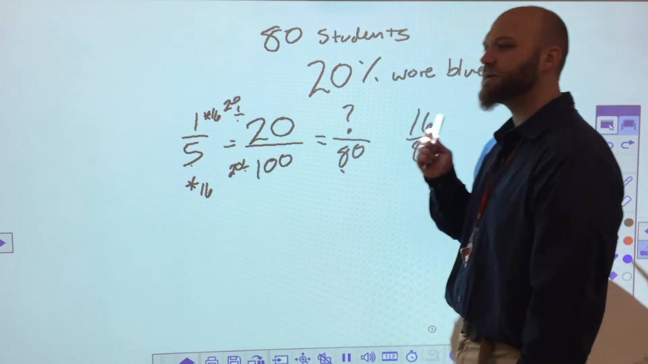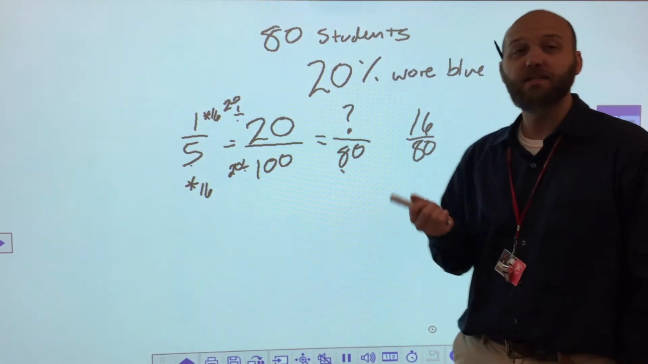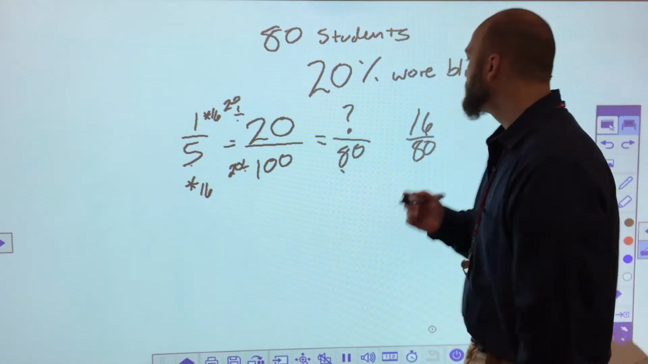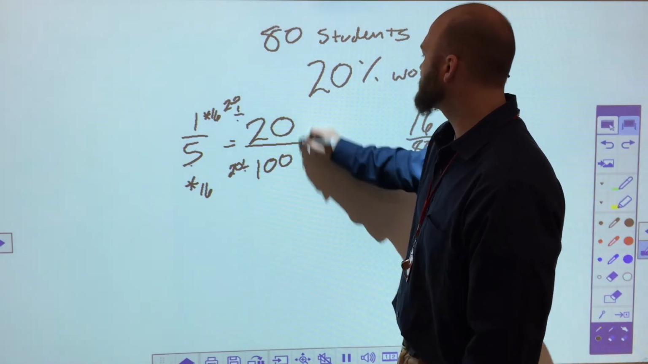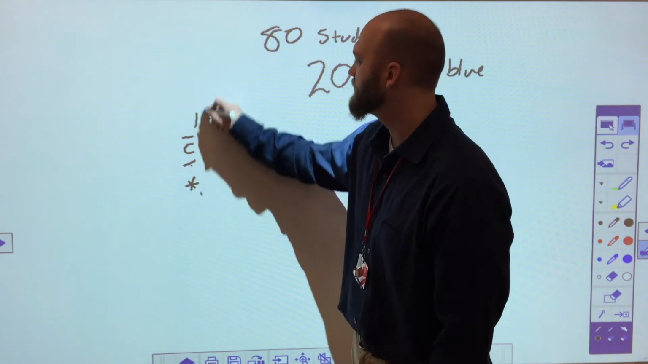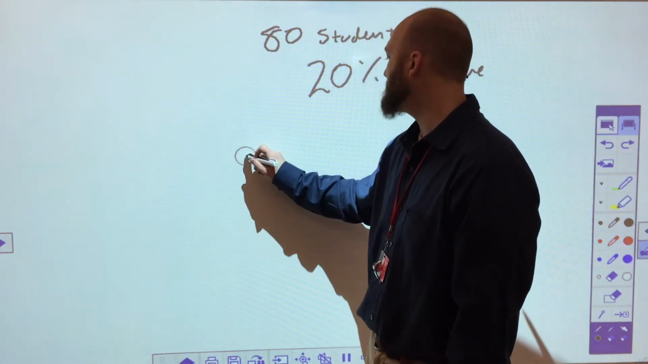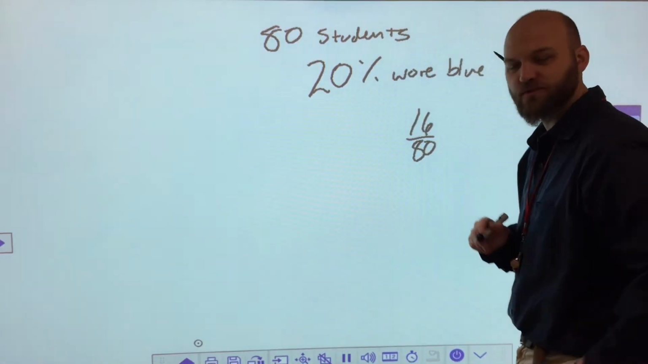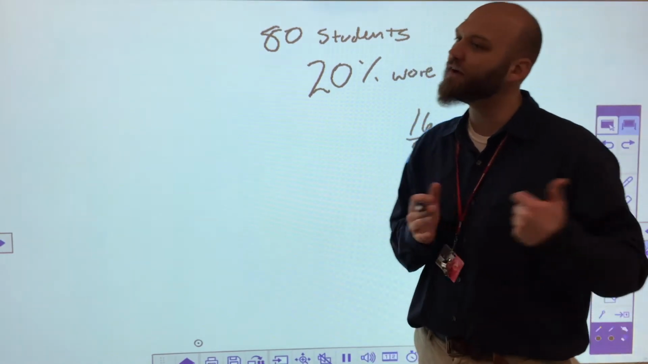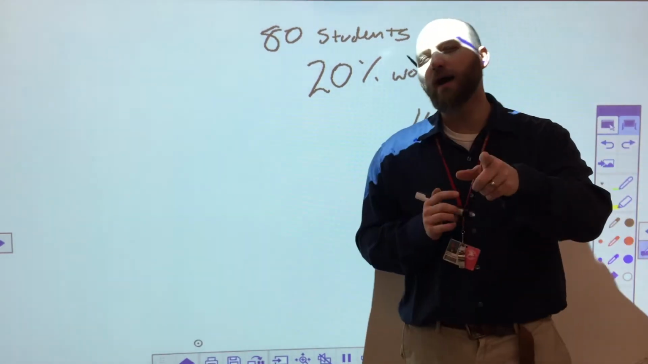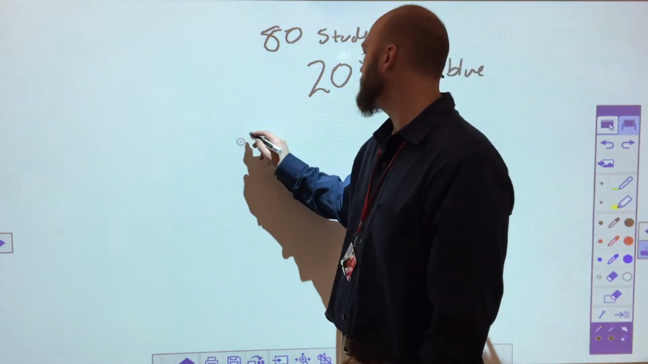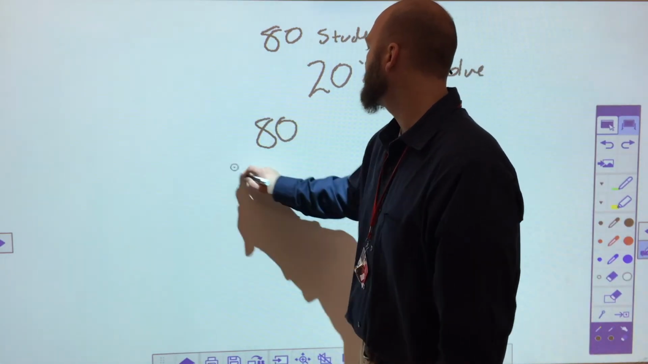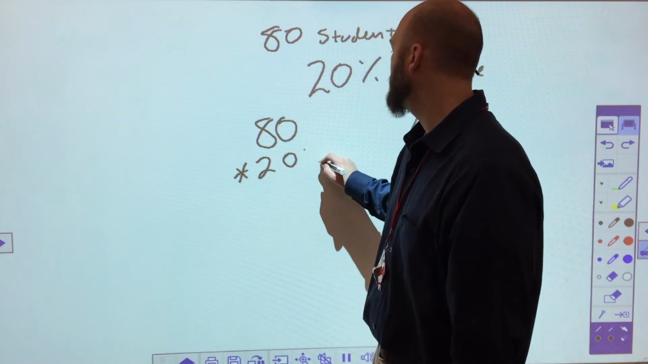The other way I can do it is I know that every percent can easily be turned into a decimal. So if I'm taking my 16/80ths, I'm going to leave that right there, but I'll erase all of this. Just give me a second to erase here. All right, so if I have 80 students, and I want to know what 20% of 80 is, well, I know that of means multiplication. So if I had 20%, 80 times 20%.